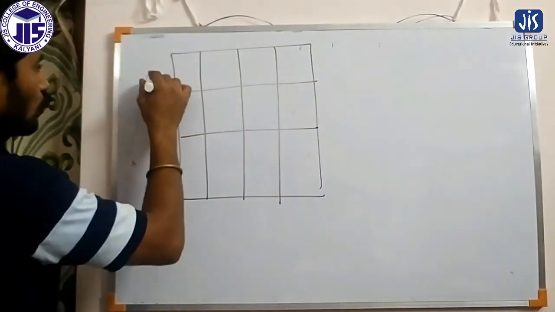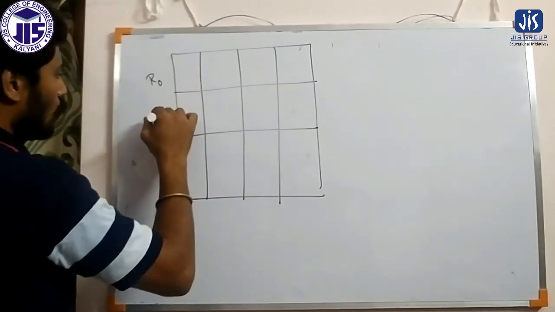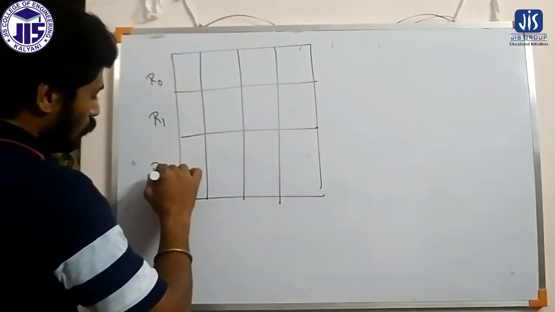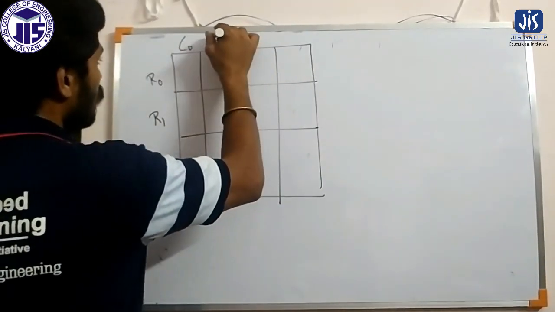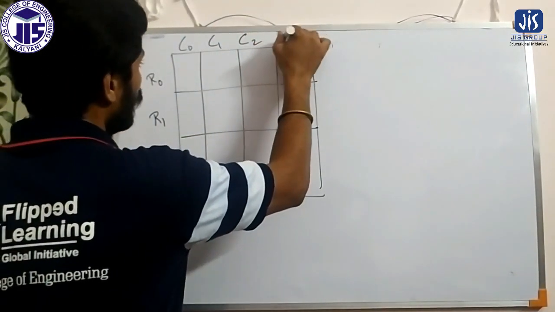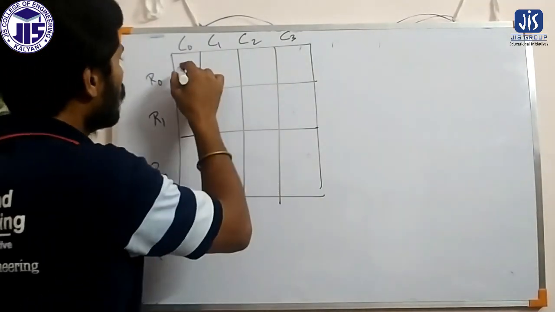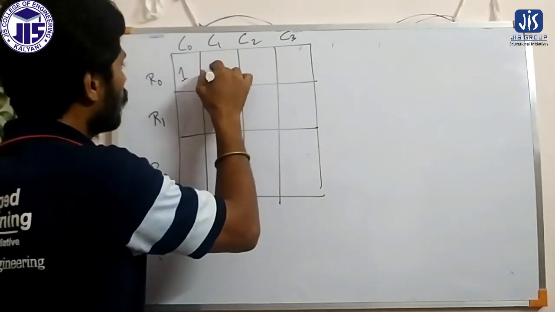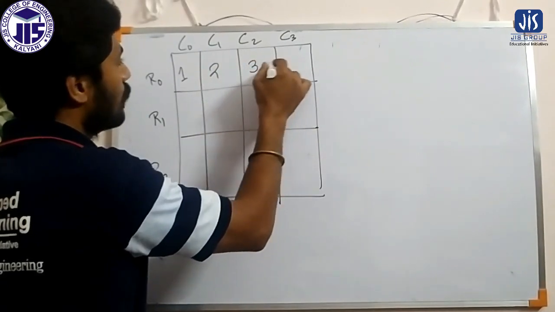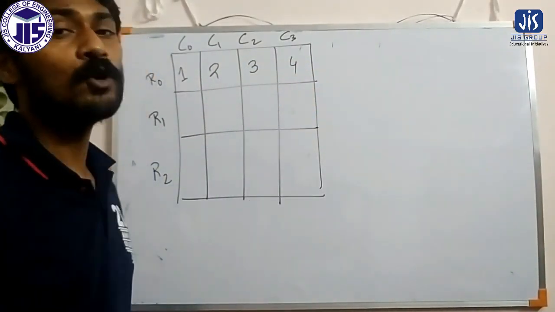So 3 rows and 4 columns are there. This is row 0, row 1, row 2. This is column 0, column 1, column 2 and column 3. Now it will be like this. The memory allocation will be row wise.